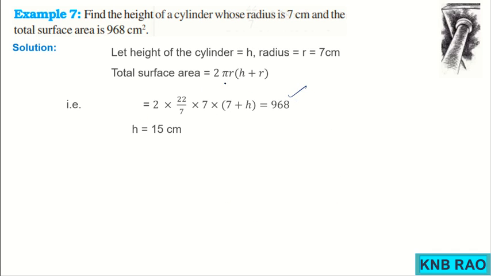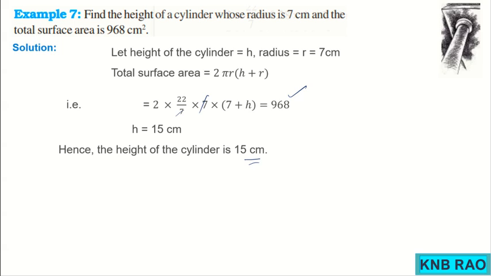We solve them. 7 gets cancelled, 2 into 22 is 44, transposed here it divides 968, so 968 divided by 44 simplifies to 22. And 7 plus h is 22, so 7 sent there, 22 minus 7 gives you 15, and therefore the height of the cylinder is 15 centimeter. This is the solution.